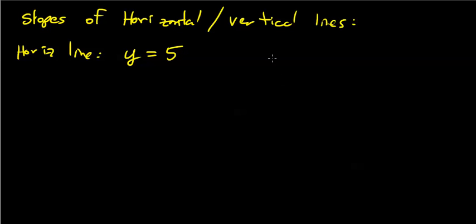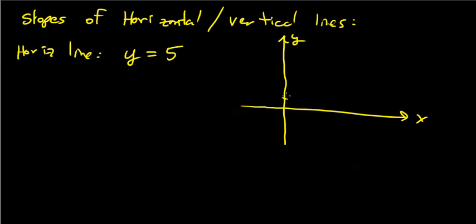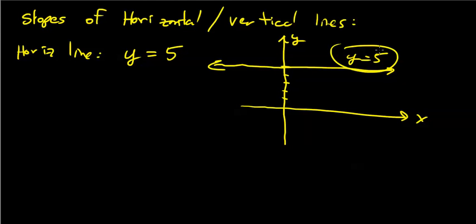Alright, if I graph this line, one, two, three, four, five, I get a horizontal line with a y-intercept of positive 5. And I'll label this line y equals 5. If I ask you, what is the slope of this line?